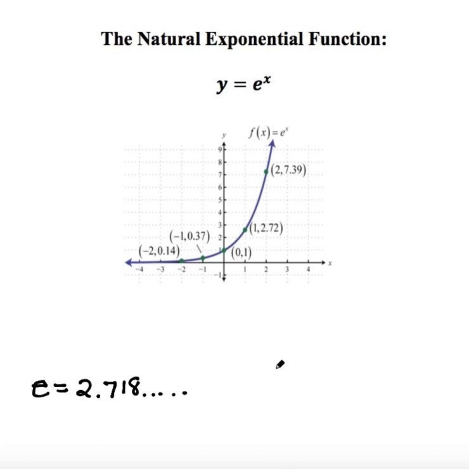So again, you can think of it as y equals 2.7 to the x. You can almost think of it like that. Now, you have this button on your calculator so that you can see the graph of y equals e to the x.